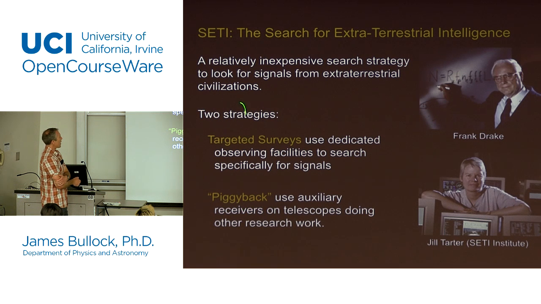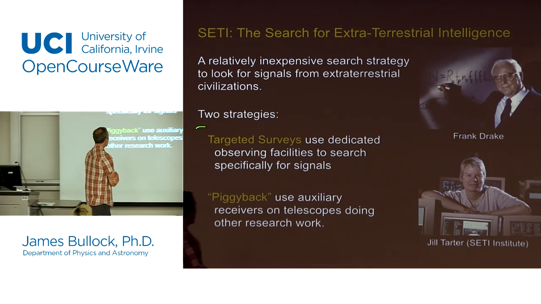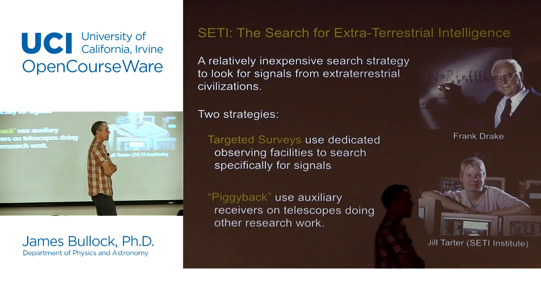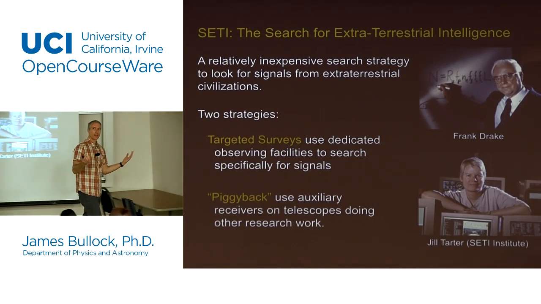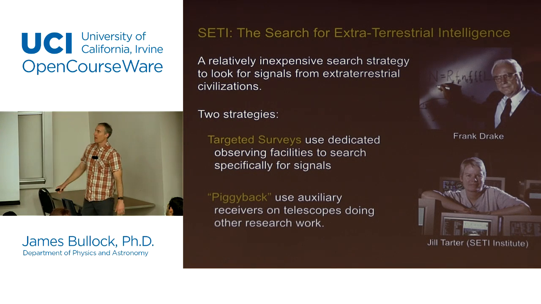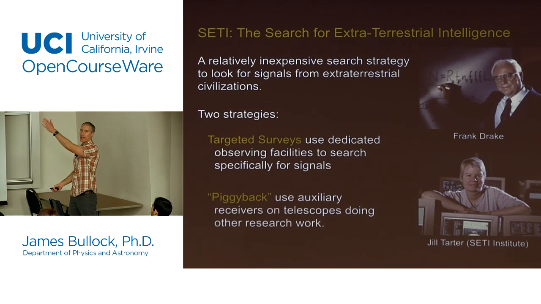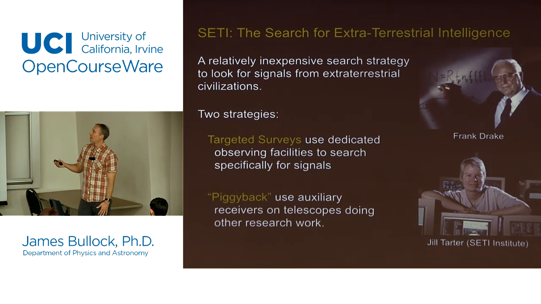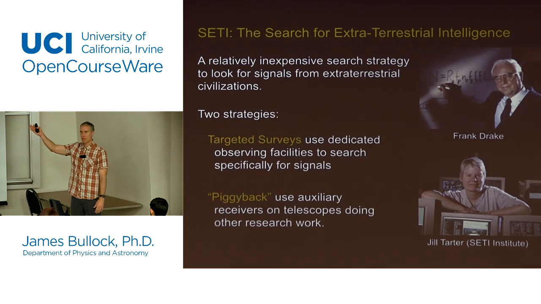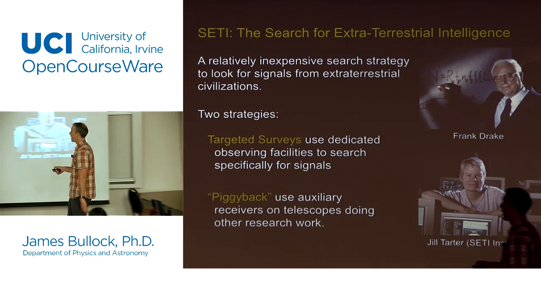There are basically two strategies people use for thinking about how to pull this off. One is a targeted survey. The idea is that you have some facility of radio telescopes, and you say this particular star system is really interesting, because, for example, maybe we know there's a planet there, and we're going to stare at that star system and look for funky-looking signals coming from it. The other idea is called piggybacking.